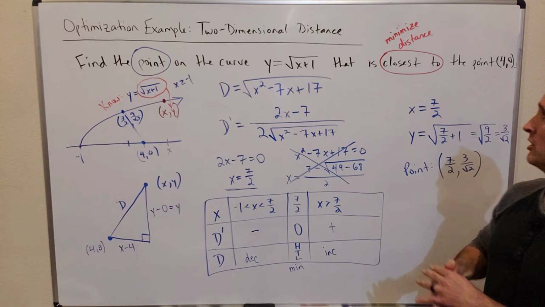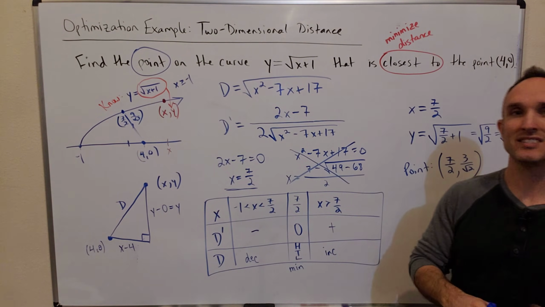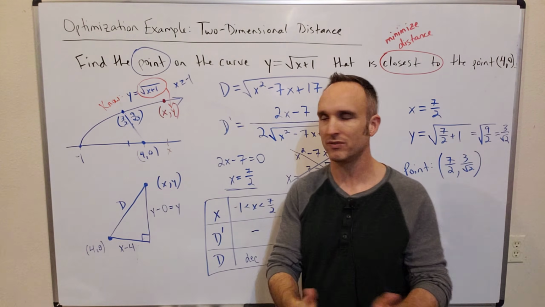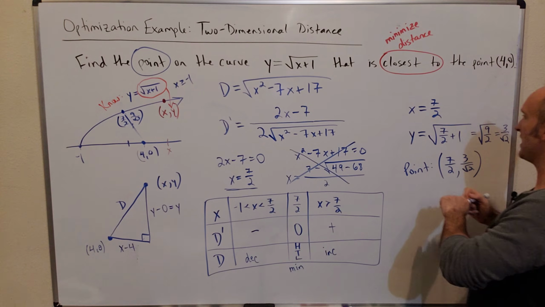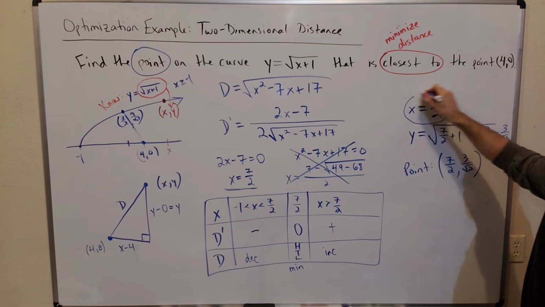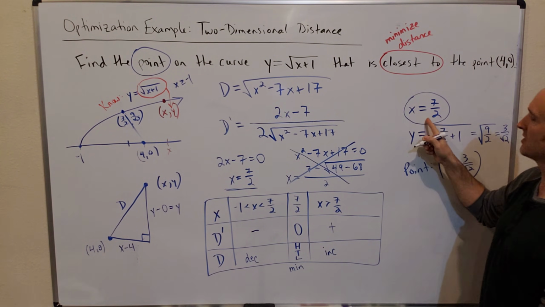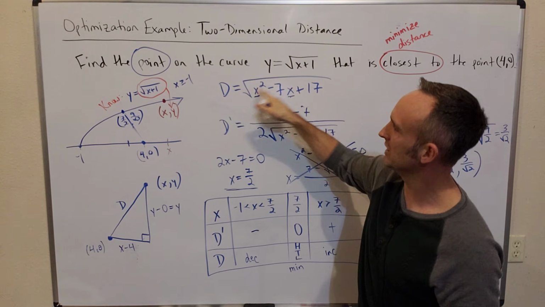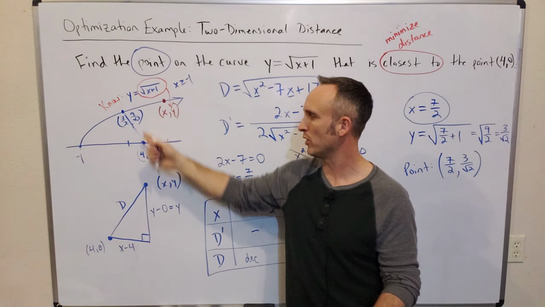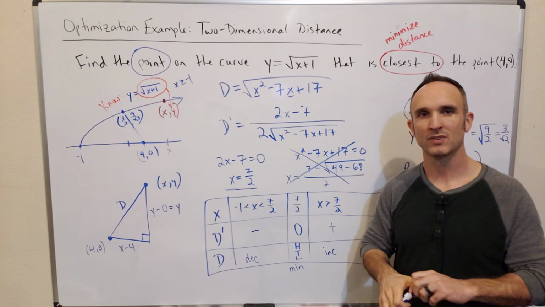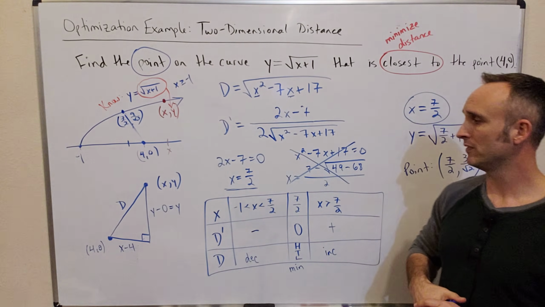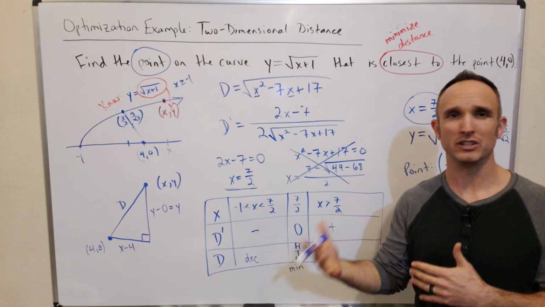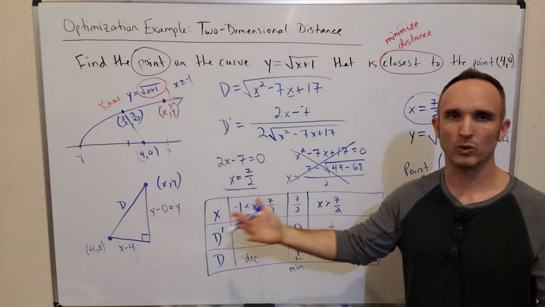Now, the question could go further and say, what is the distance between this point and this point? And that would be simple to figure out, because we could take the x value that we found that minimizes that distance, and we could plug it back into our distance function to calculate the actual distance between this point and 4, 0. But anyway, that's another example of optimization, trying to expose you to as many concepts as possible involving geometry, distance, whatever it may be.